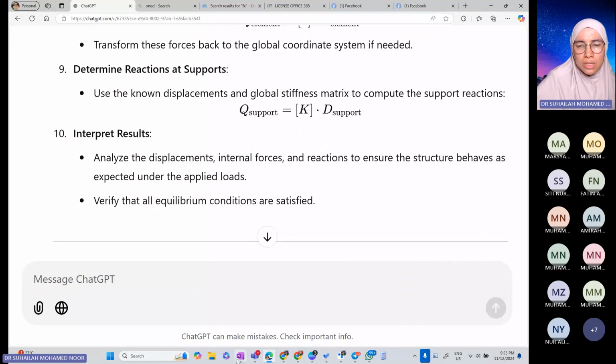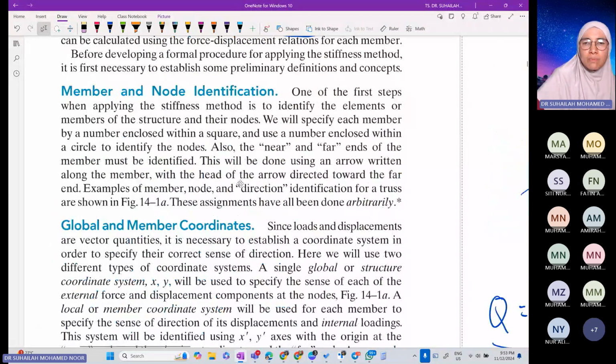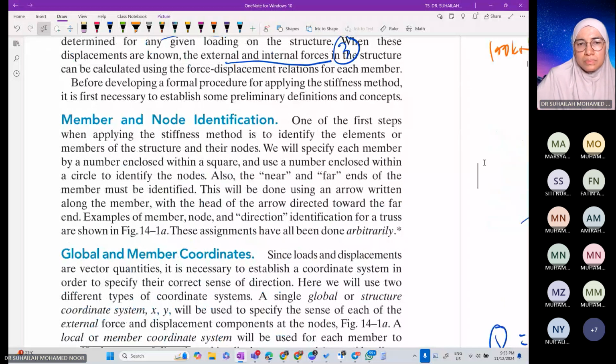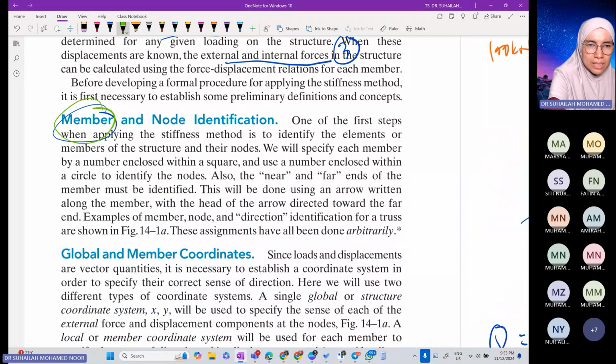Okay, so inilah dia apa yang di-explain dalam textbook. Okay, member and node identification. Yang ni kita baca sikit sebelum kita end session malam ni. Member ni elemen dalam buku. Boleh je pakai member sekejap elemen, doesn't matter. It is the same thing. Member and node identification. Node ni join, member ni elemen. Okay, kat sini saya nak highlight.